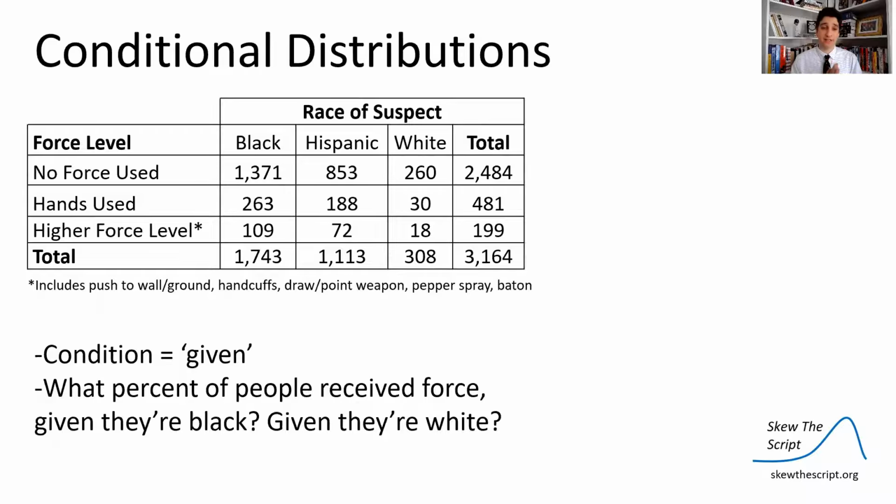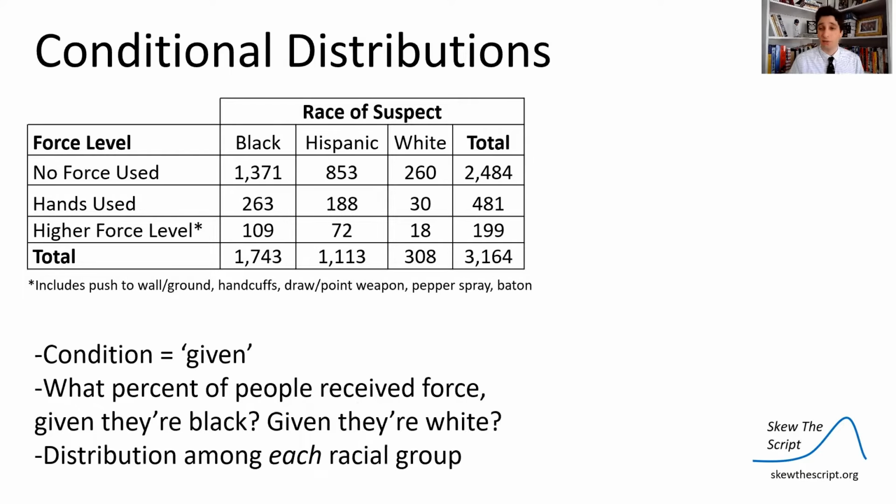So last time when we looked at this data, we said, let's put aside the raw counts for a second and think about what these mean in terms of proportions. And we wanted to get the conditional distributions. In other words, what percent of people received no force given they were black? What percent received no force given they were white? And so we're going to find the distribution among each racial group.